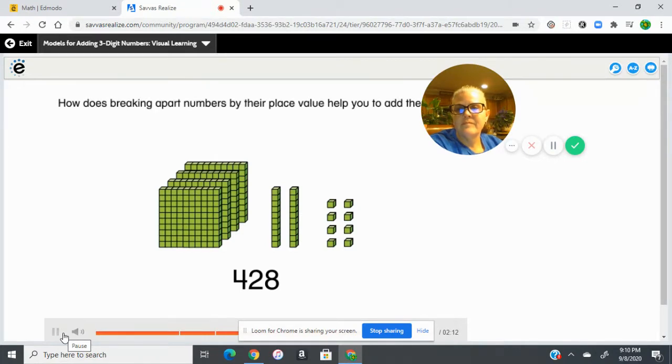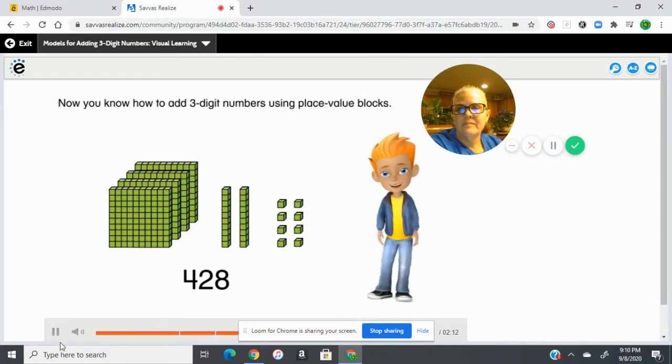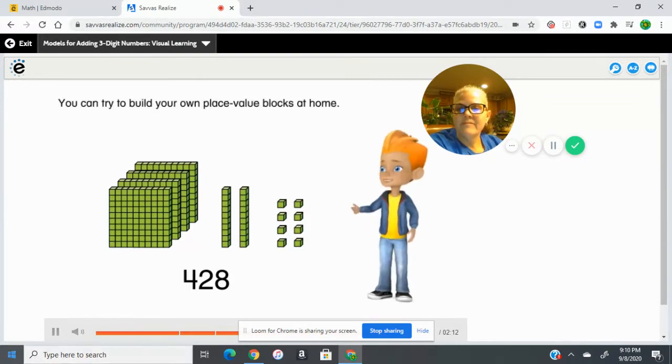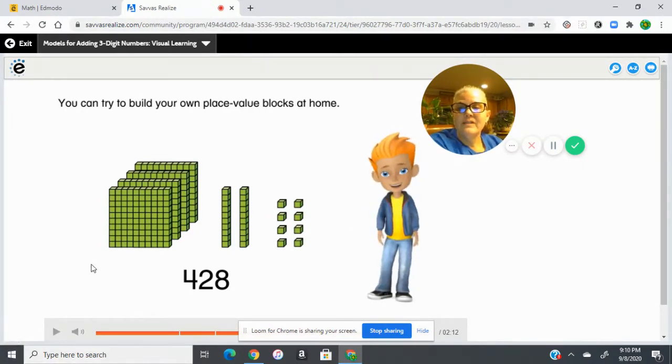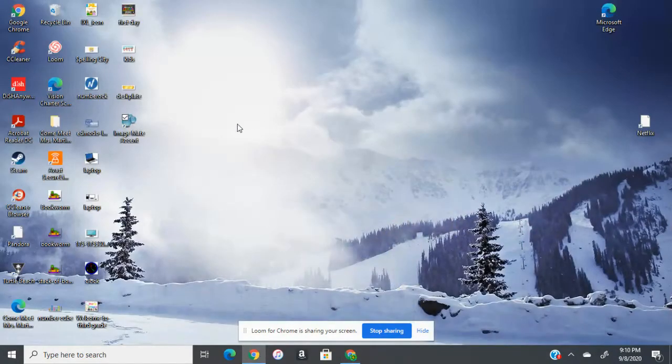How does breaking apart numbers by their place value help you to add them? Now you know how to add 3-digit numbers using place value blocks. Try building your own place value blocks at home. All right, so we're going to be doing our next lesson using these place values, the hundreds, the tens, and the ones. So I'm going to go back to our camera.